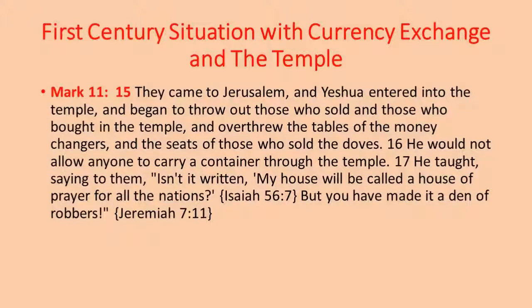Okay. Let's keep going. It says in verse 16, he would not allow anyone to carry a container through the temple. He taught, saying to them, "Isn't it written, my house will be called a house of prayer for all nations?" And this quotes from Isaiah 56:7. But you have made it a den of robbers, quoting from Jeremiah 7:11. Now, what's very interesting about that, and I'll get you a question here, is remember we talked about a few weeks ago when Peter and John come up and says, silver and gold I have none?